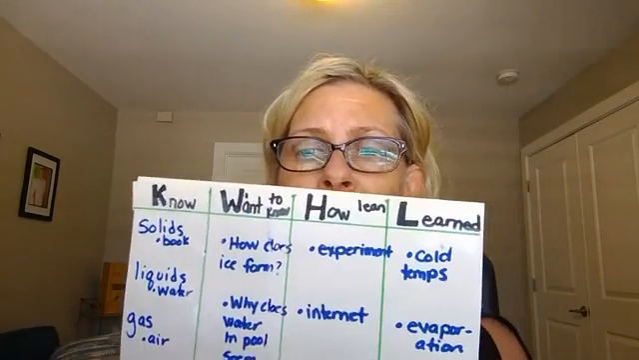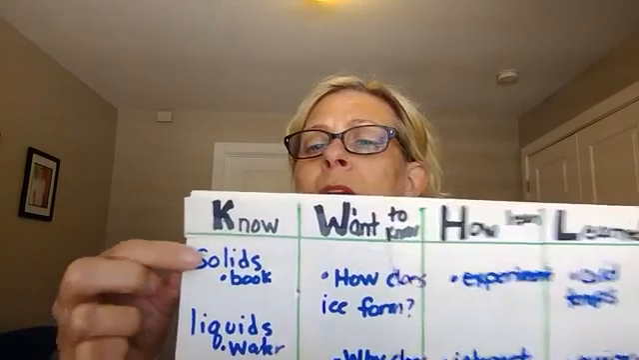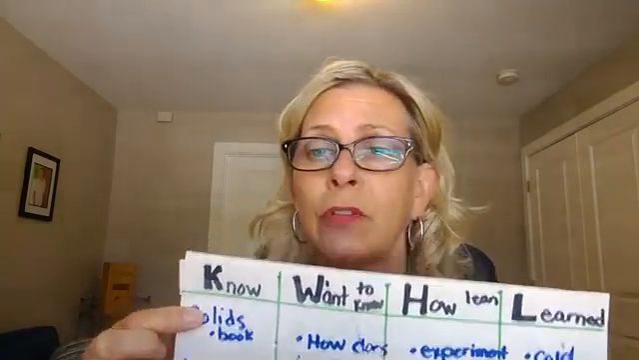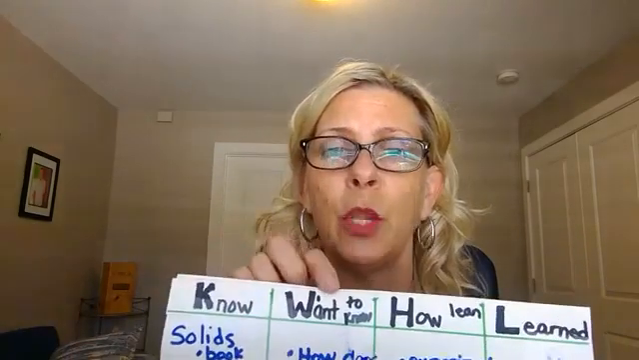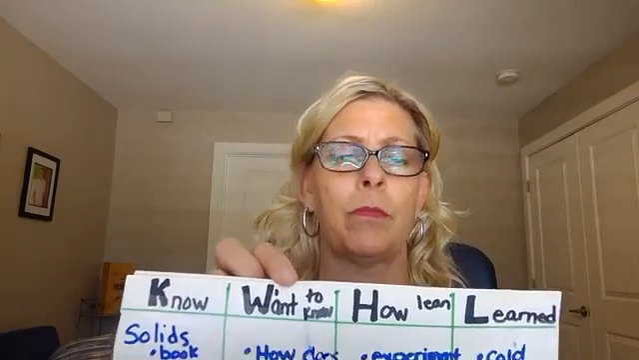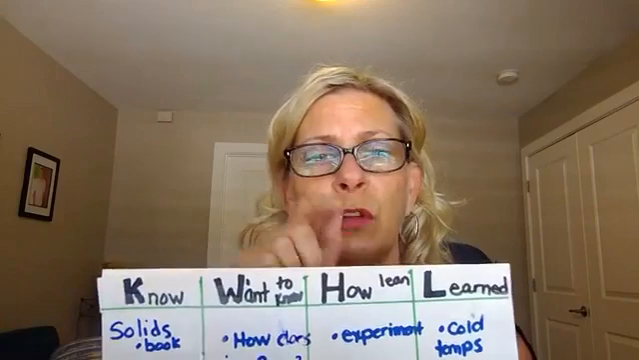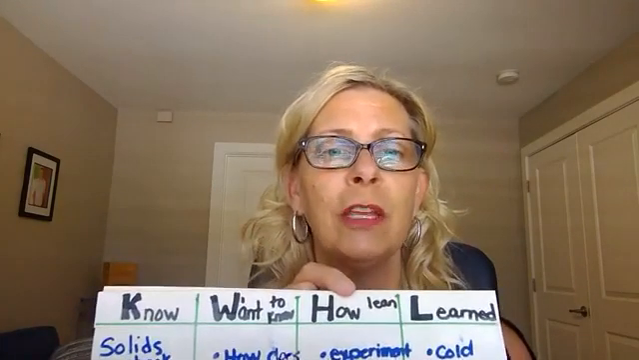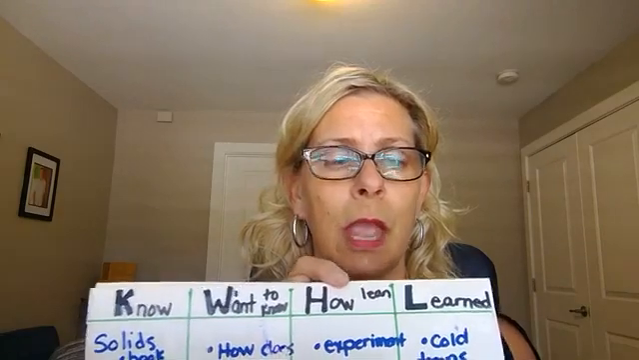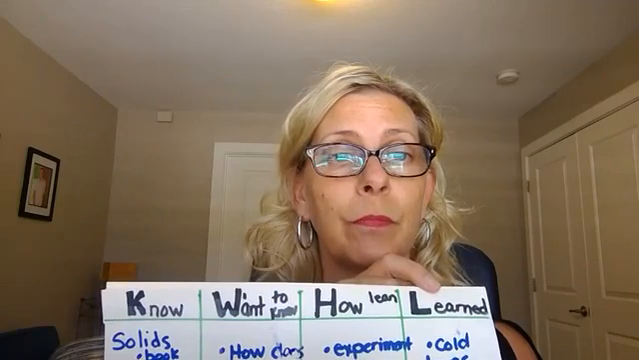You've got the K, which is what you already know about a particular topic or subject. The W is what you want to learn. What questions do you have? The H, because we introduced a whole other little section on this, is how you are going to find the answers to that. And then the L, of course, is about what you've learned.